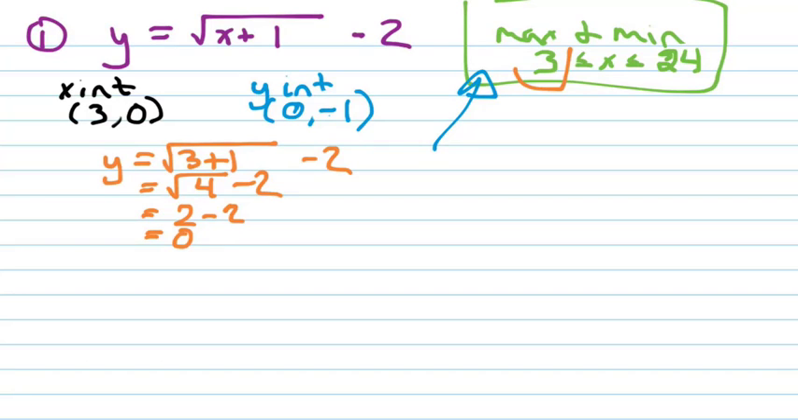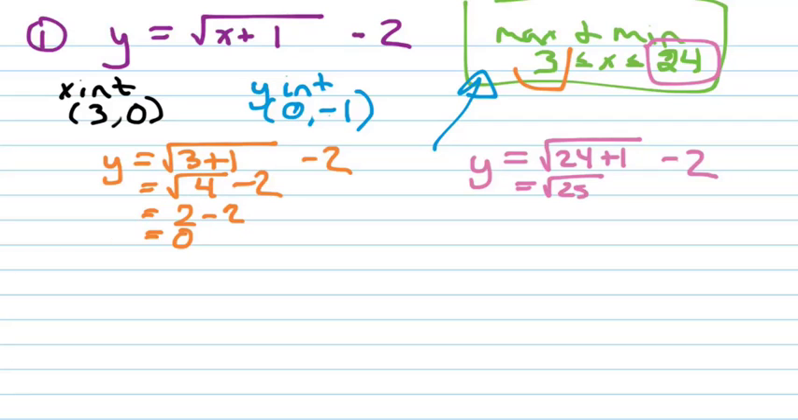Now I'm going to find the other one, and that is when it's at 24. So the y value is what I'm looking for, when 24 plus 1 is square rooted minus 2. So square root of 25 minus 2. So 5 minus 2 is 3. So my min is here. My max is that value.